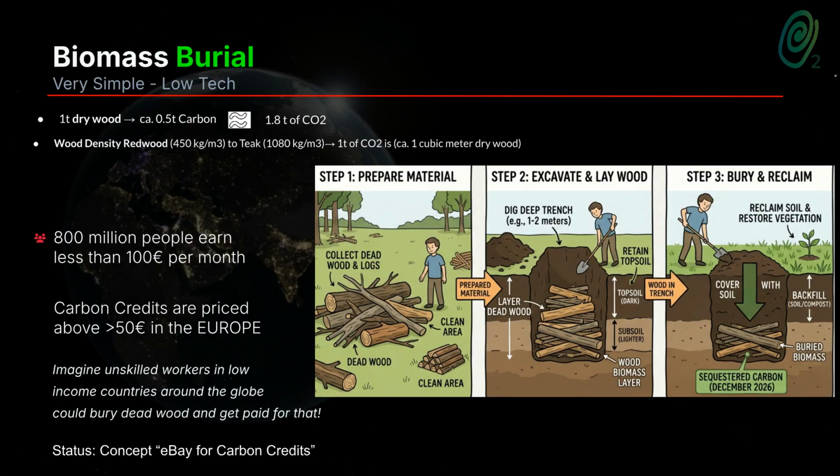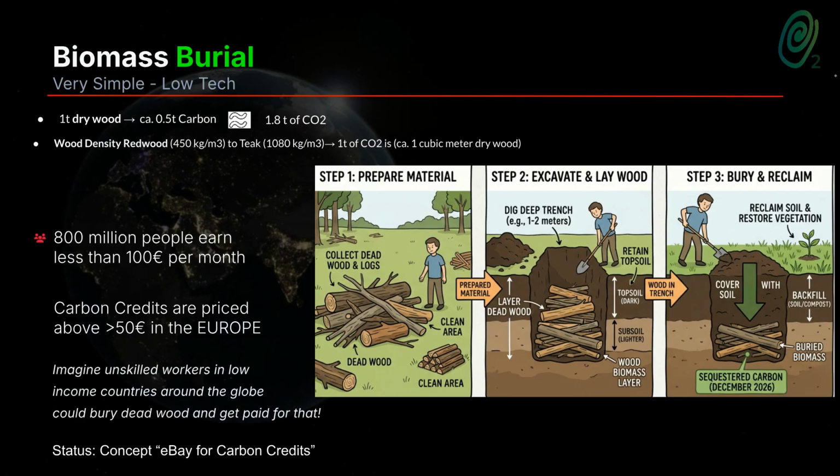Imagine, here you see this image. This is really, really simple. You collect dead wood, make a hole, put the wood inside, and cover it, and that's already counting as a carbon credit because you are making sure this wood is not decaying. Our idea is that really unskilled people with just a smartphone can do this, and we don't need to certify them. We have all this inside our software. The people are taking photographs and so on. So this is what we call biomass burial, and the software we want to build is eBay for carbon credits.